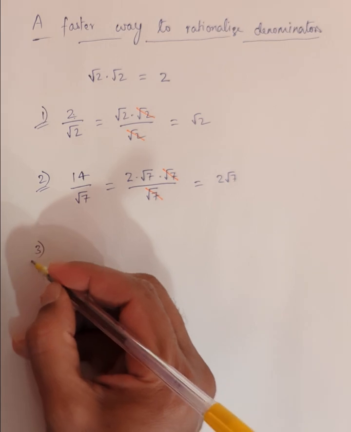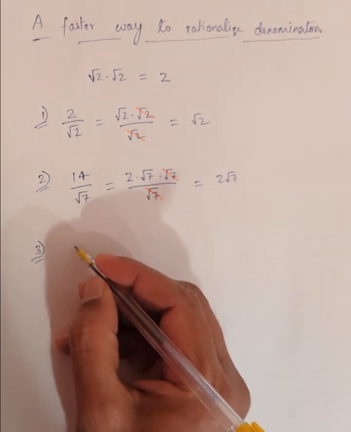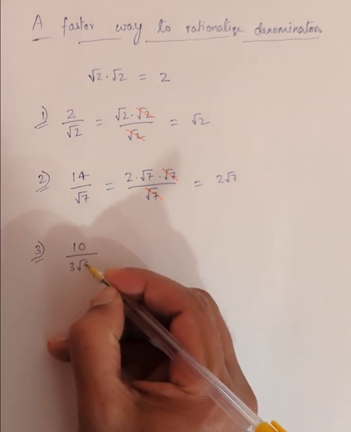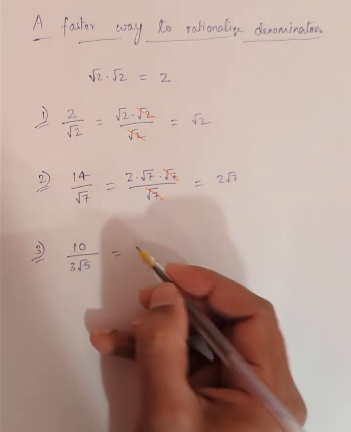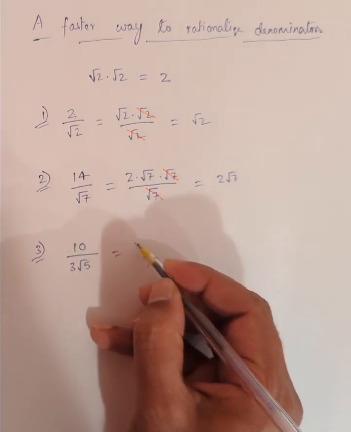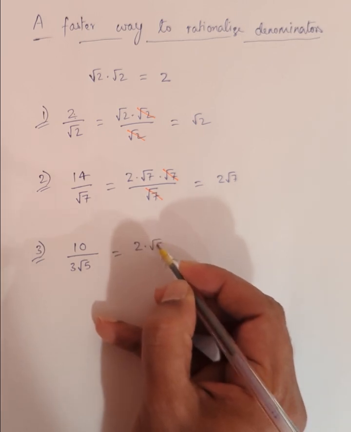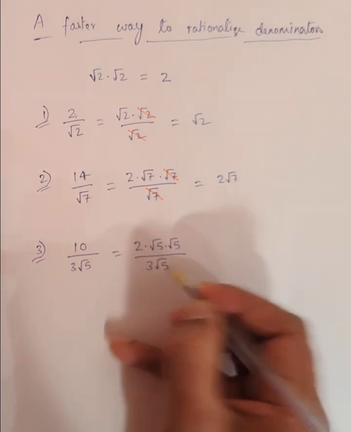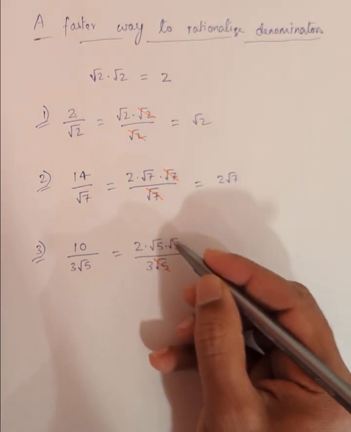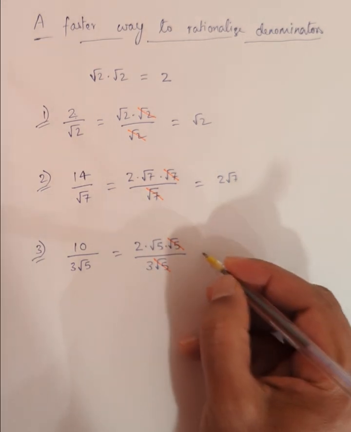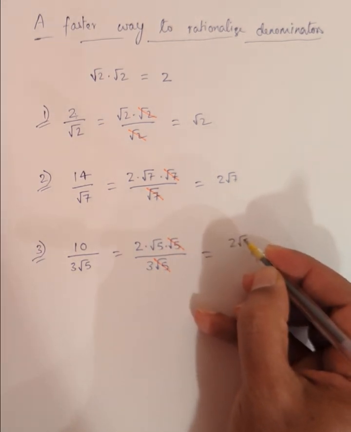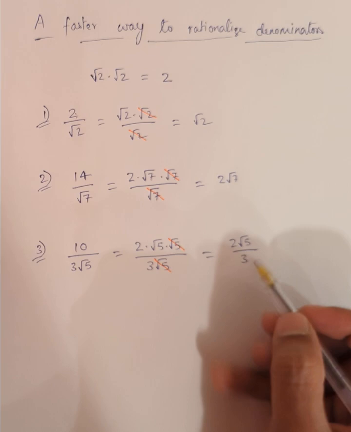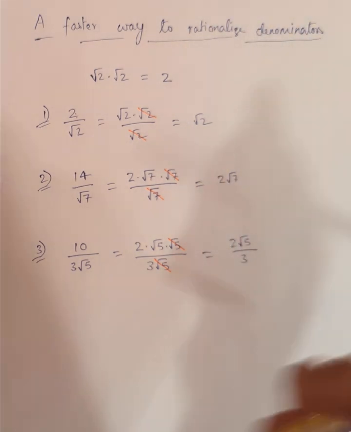Now let's take one other example. Say we have 10 over 3 root 5. In that case, I want to see 10 as 2 times 5. We already know that, but that 5 could be broken down into root 5 times root 5. And now notice I can get rid of one of the root 5's, but there's a 3 in the denominator. So my answer is 2 root 5 over 3, but this is still okay because we don't have square root in the denominator. And that's what rationalizing the denominators means.